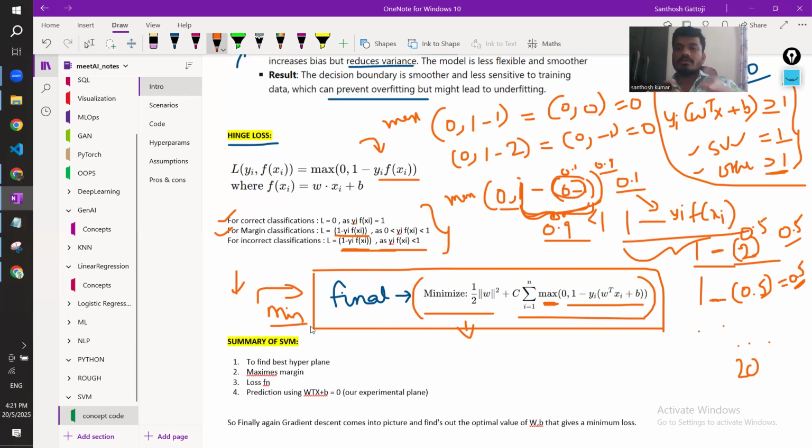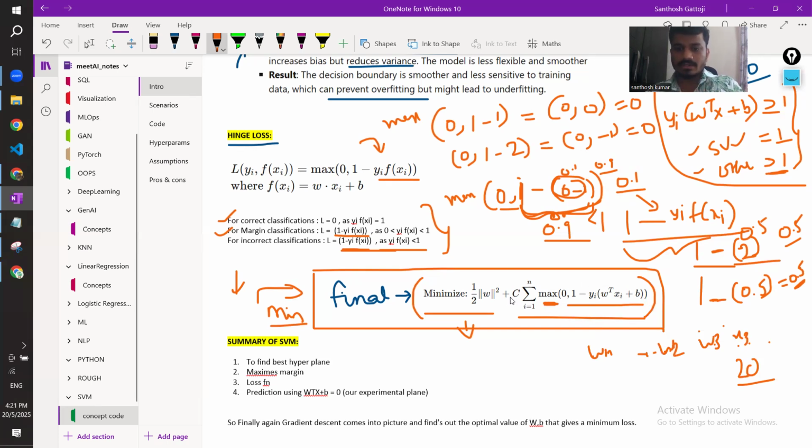Let's say I gave you 10 random planes. You will take the first plane, which has some equation. That means the plane equation is W1, X1, W2, X2, W3, X3, for example. You will take W1, W2, W3 and calculate the mod of this. And for this plane, you will take all the 20 points and for each point you will calculate this.